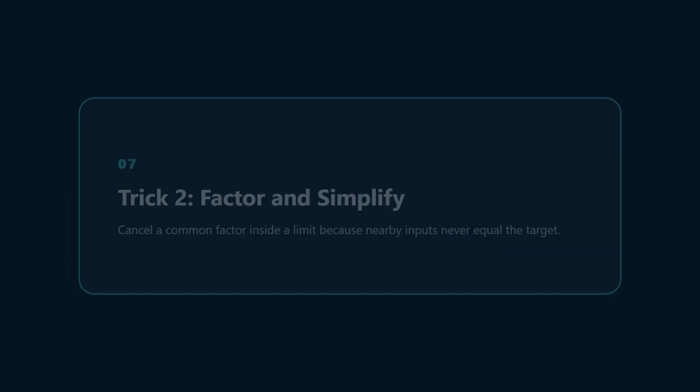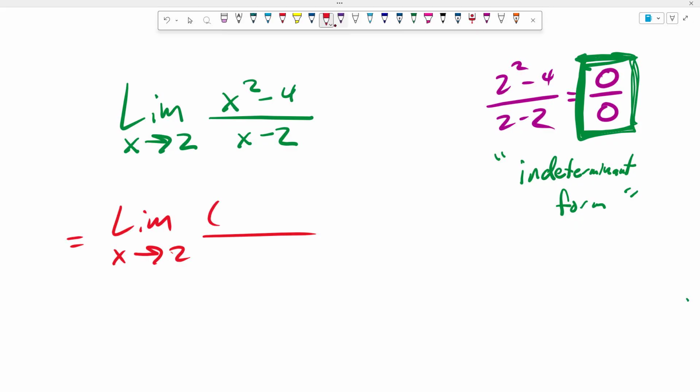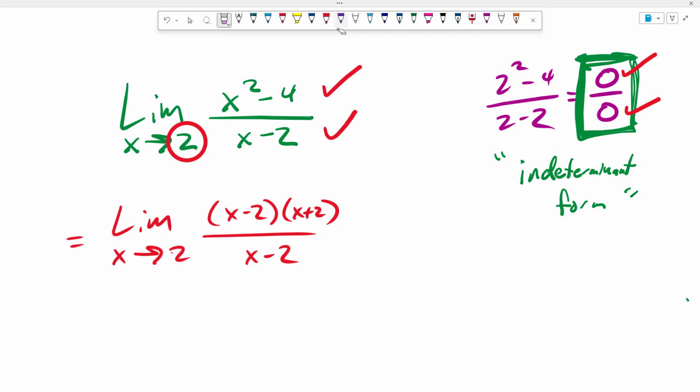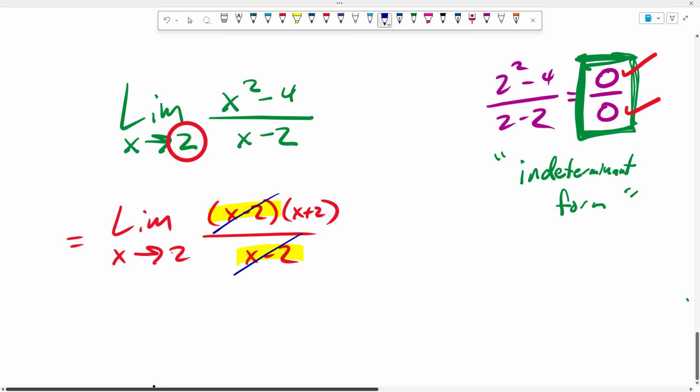Anybody know the trick for this one? Okay, we try factoring. In fact, every time you get 0 over 0, that almost always means x minus this number is a factor of both the numerator and denominator. And once you factor it, we should see this common factor. We're going to simplify it.